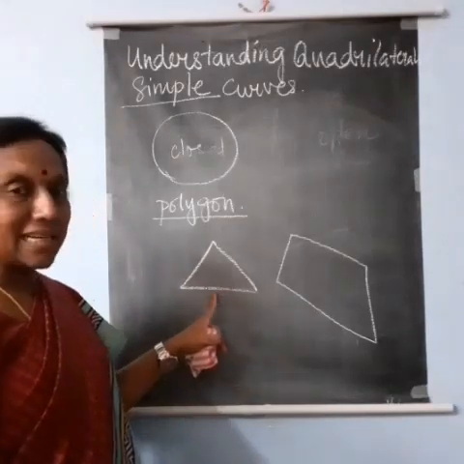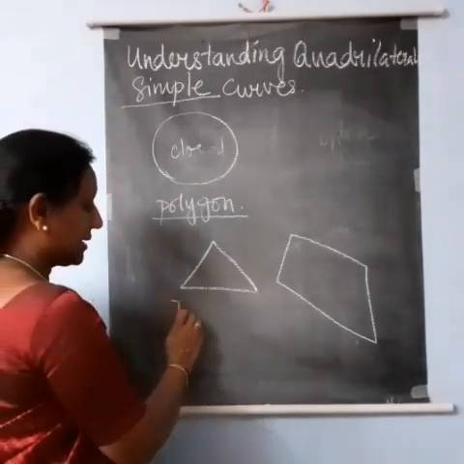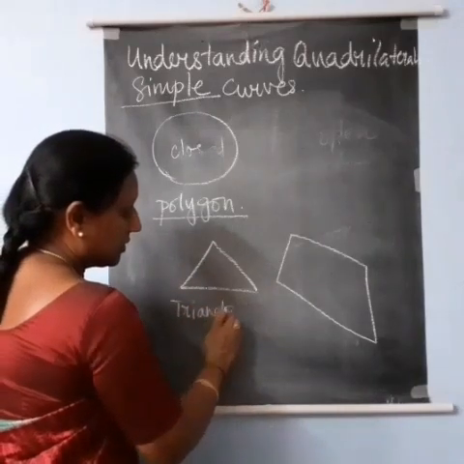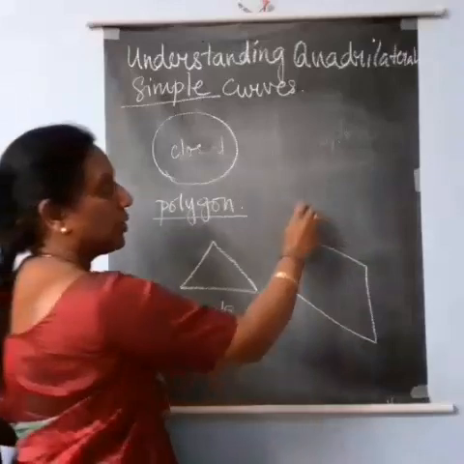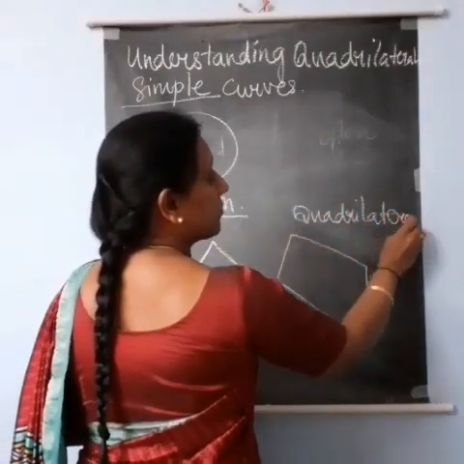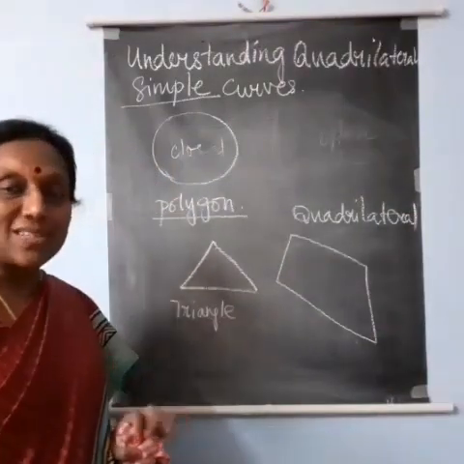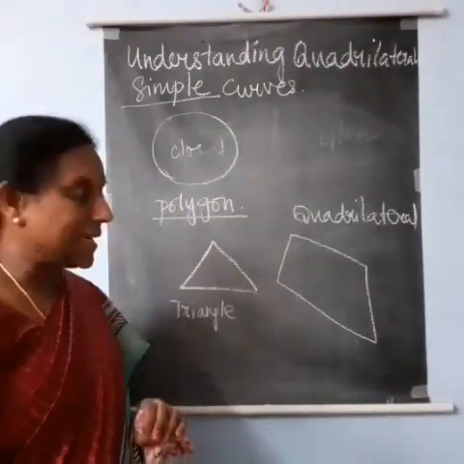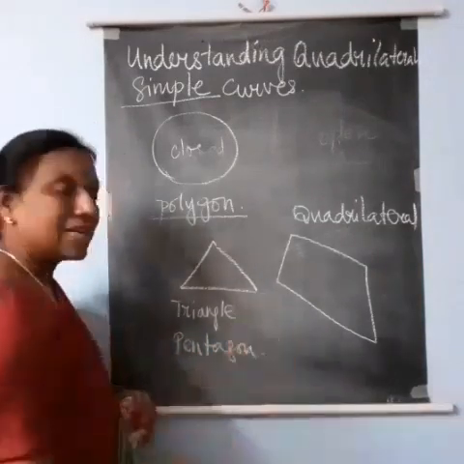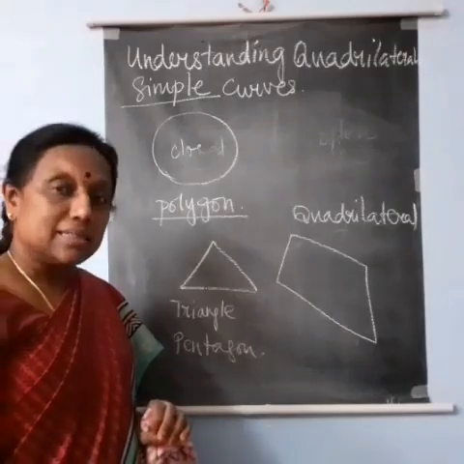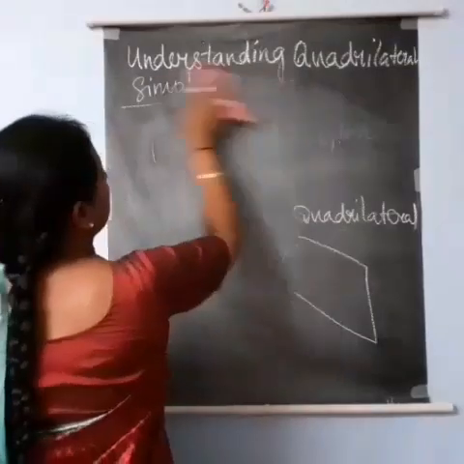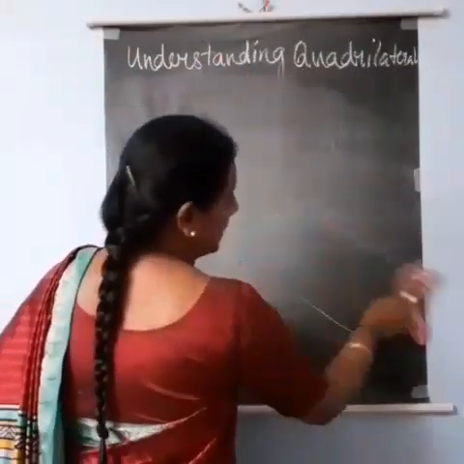When they have 3 sides, it is called a triangle. Okay? When there are 4 sides, it is called a quadrilateral. When there are 5 sides, it is called a pentagon. What is it called? Pentagon. When there are 6 sides, it is called a hexagon. Correct. So let us write down the different simple polygons that we have come across.